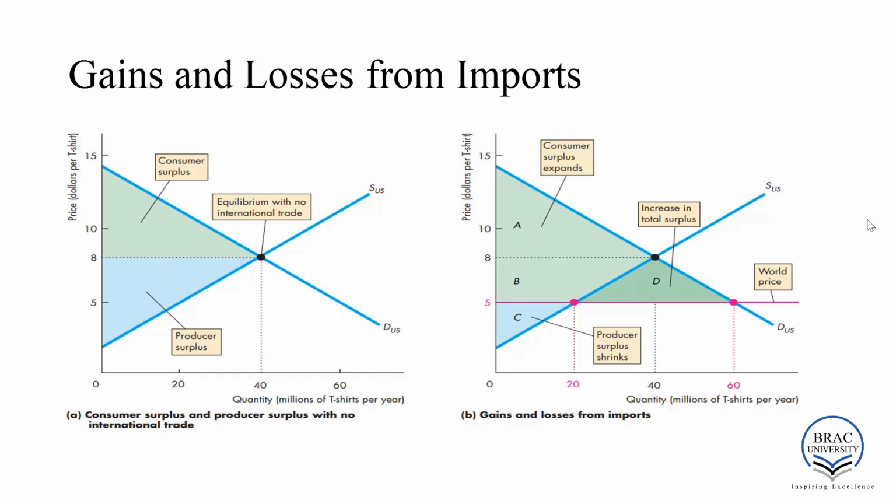And this increase is caused by the additional purchase of t-shirts due to the lower price because of the availability of international trade. So we can see that because US is open to trade and consumers can enjoy imported goods, there has been a gain in their surplus, and the amount of gain is the area D.